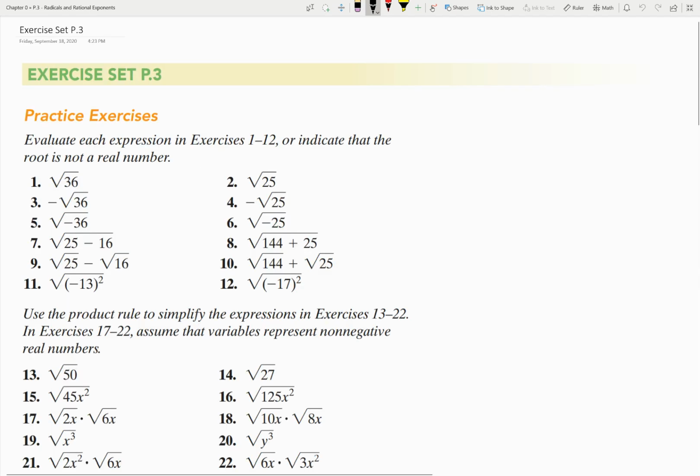And that is everything for section P.3, radicals and rational exponents.